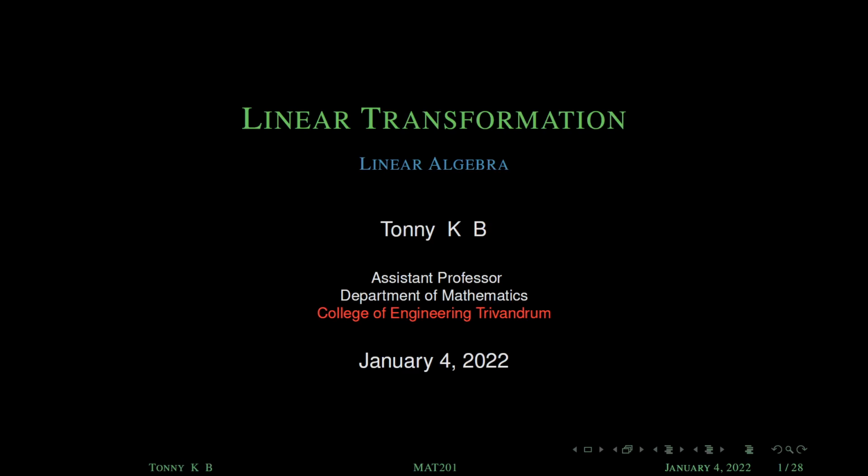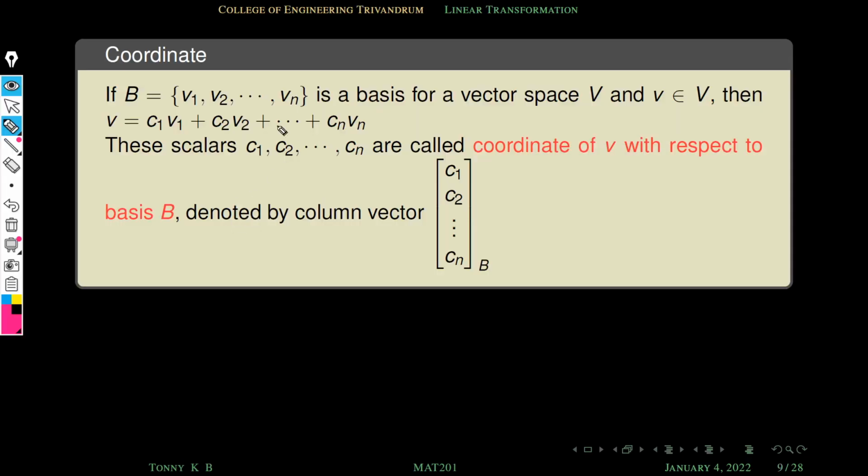Namaskaram. In this session, we will see the relation between linear transformation and basis. In the first module, we have seen the coordinate of a vector. That means, suppose we have a vector space V, and V has a basis containing n vectors, and small v is an arbitrary element from this capital V.